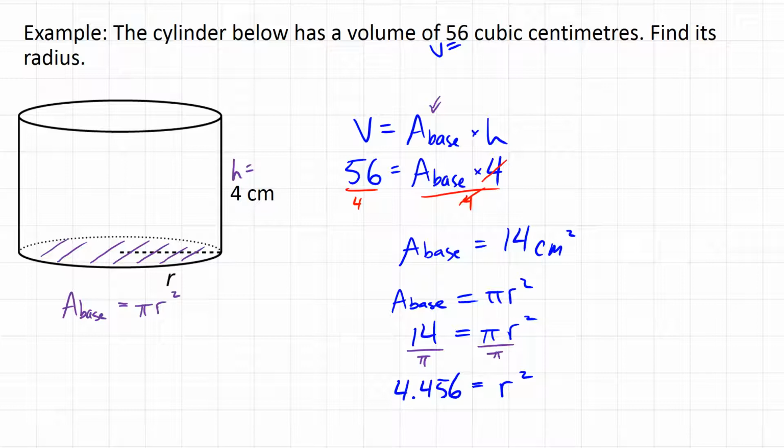And now to solve for r, I have to just remove that square by taking the square root, and that leaves me with r is equal to the square root of 4.456. So the radius is 2 point, and again I'll round to 1 decimal place, 2.1 centimeters.